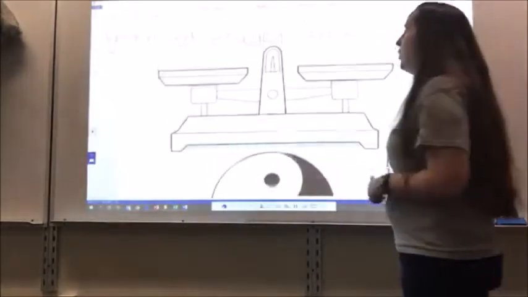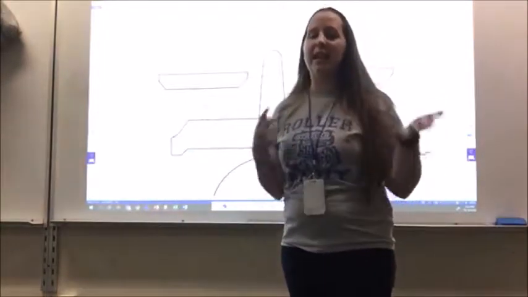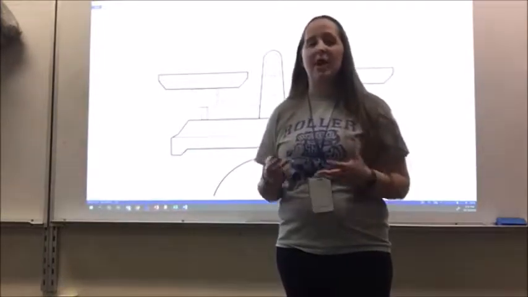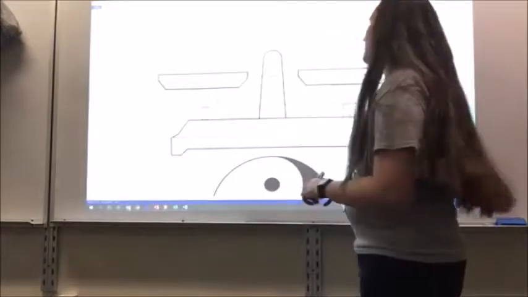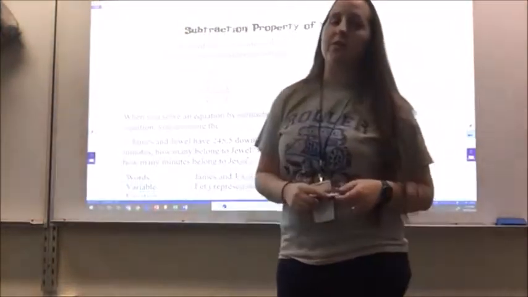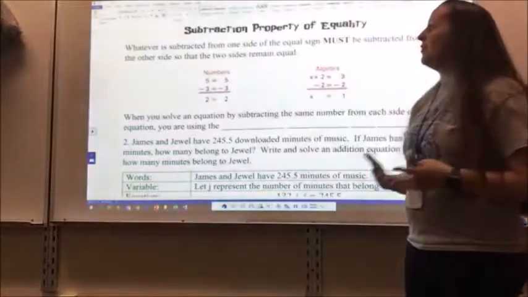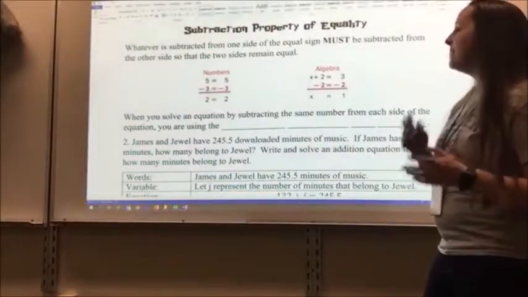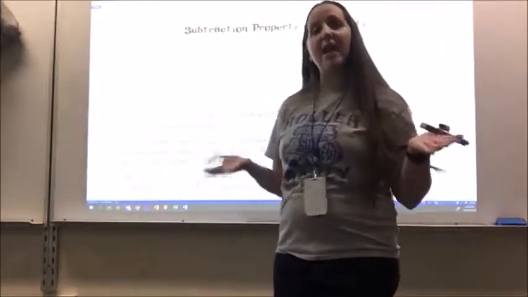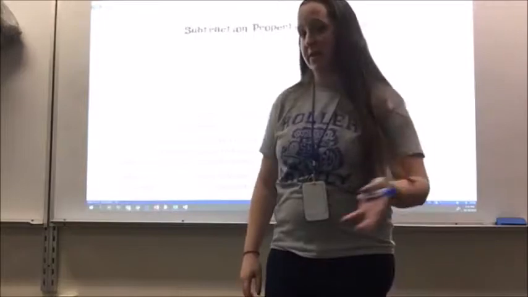When you're dealing with any sort of equation, it's all about balancing. It's all about the yin and the yang, balancing your equation using balancing scales, using counters, adding, subtracting, multiplying, or dividing, using inverse operations. So the first property that I want to talk about with you is the subtraction property of equality. Whatever is subtracted from one side of the equal sign must be subtracted from the other side so that the two sides remain equal. Remember, we talked about that balancing act. Whatever you do to one side of the equation, you have to do to the other side of the equation.